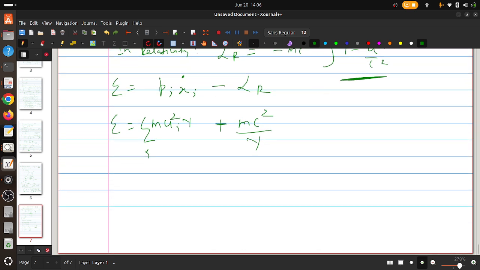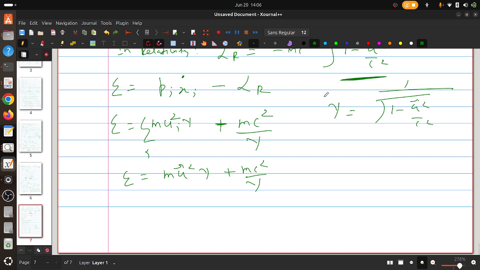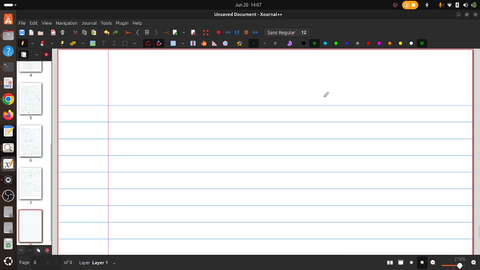So this thing here, summed over all the components, you can write in vector form as this, plus mc square by gamma. So this is what we get. And remember, gamma here is just 1 upon 1 minus u square by c square. This is our gamma, this quantity. Okay, let us go to the next page.